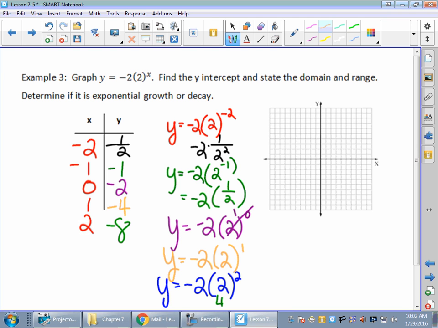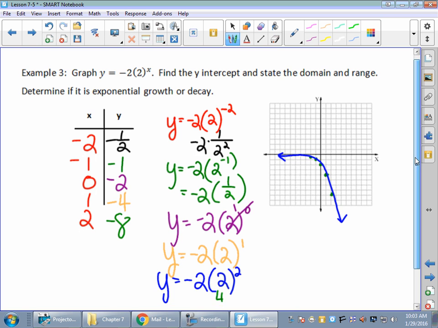So negative 2, negative 1/2. This is interesting. It's going below the x-axis. Negative 1, negative 1. 0, negative 2. Hopefully you just caught the y-intercept. 1, negative 4. And 2, negative 8. Does everybody see the curve in this? Do you see that even though it feels kind of upside down, it's getting closer to the x-axis, but I believe, just like the others, it's never actually going to touch it or cross it. Try to make a nice curve. Sometimes they get a little sketchy looking.